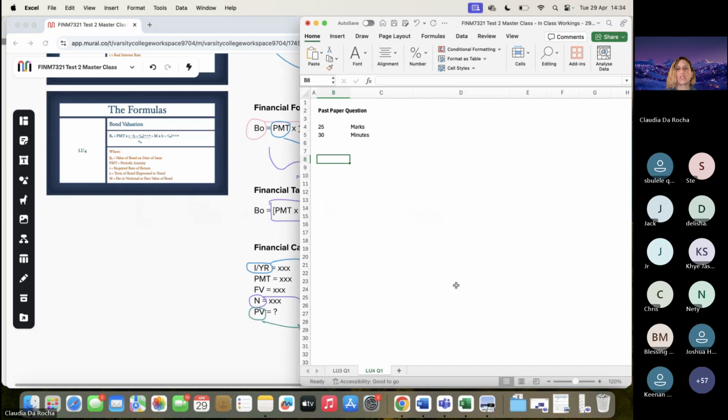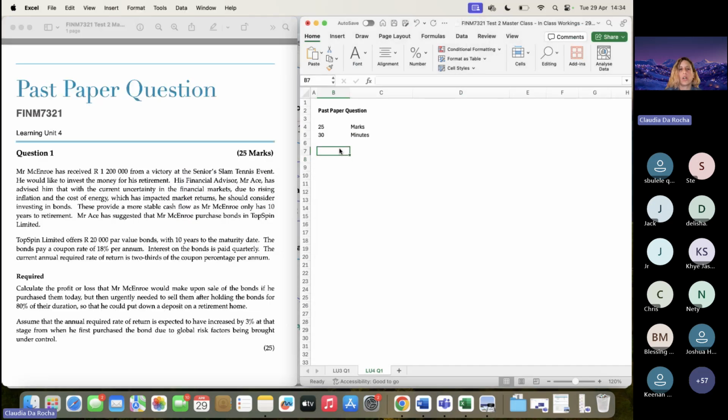Okay. So let's go back to our question. All right, so the first thing that we have to do is we've got to calculate the value of the bond before we sell it. Okay, so the value of our bond today, in other words. Okay, so the present value of that bond. All right, so we need to get our interest per year. We need to get our future value, or our PMT, our future value, our N, and then we are solving for PV. Okay. So our interest per year is the required rate of return.